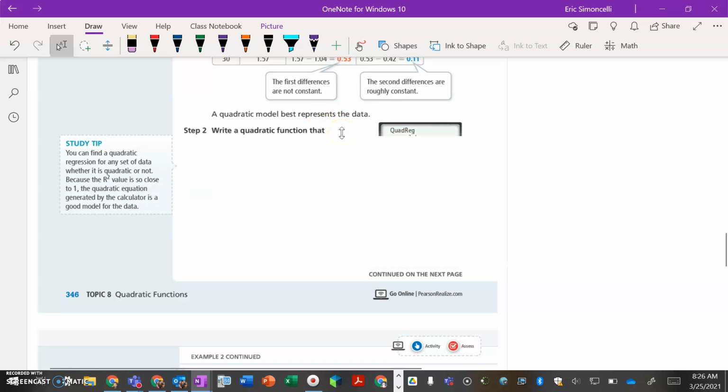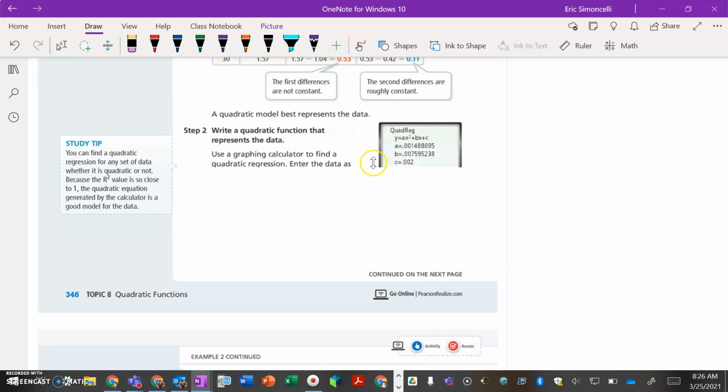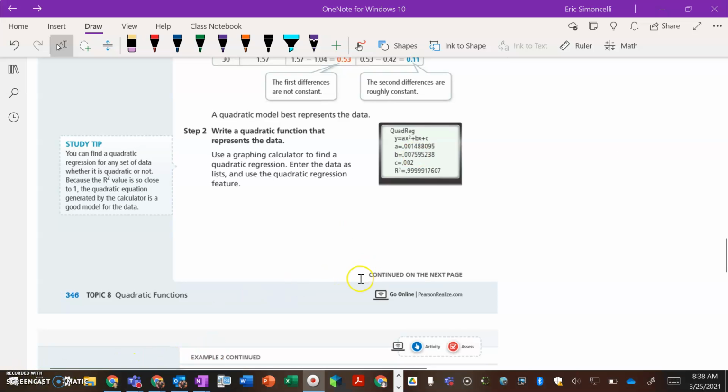Step 2, write a quadratic function that represents the data. We have talked about using the graph in Calculator, but also Desmos, using the quadratic regression feature, entering the data as lists, or on Desmos, the XY table as they provided, then using the quadratic regression feature. This is the data that you will find to unfold in doing this analysis. But let's use Desmos to prove this out and in fact get those exact values as well. Okay, so let's take a look at Desmos.